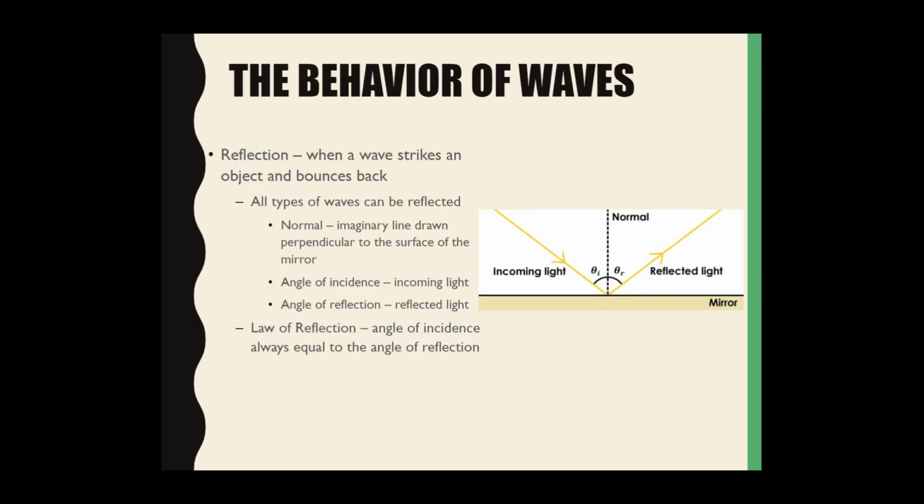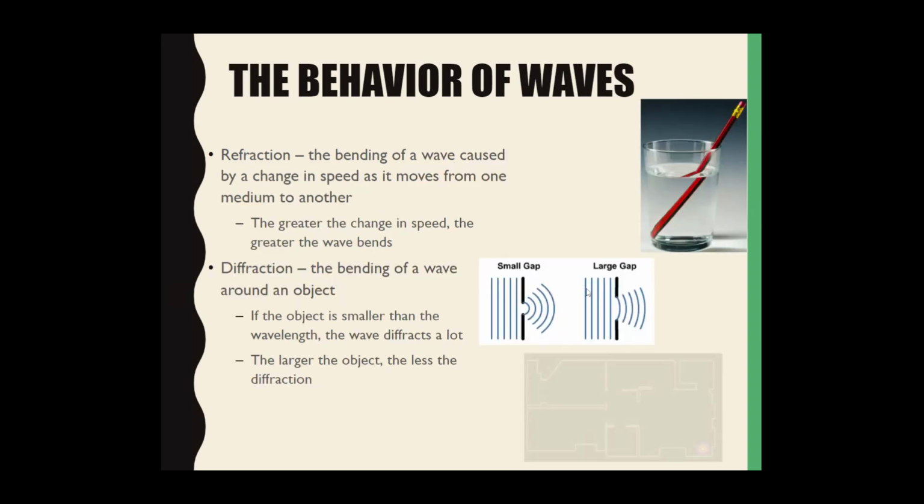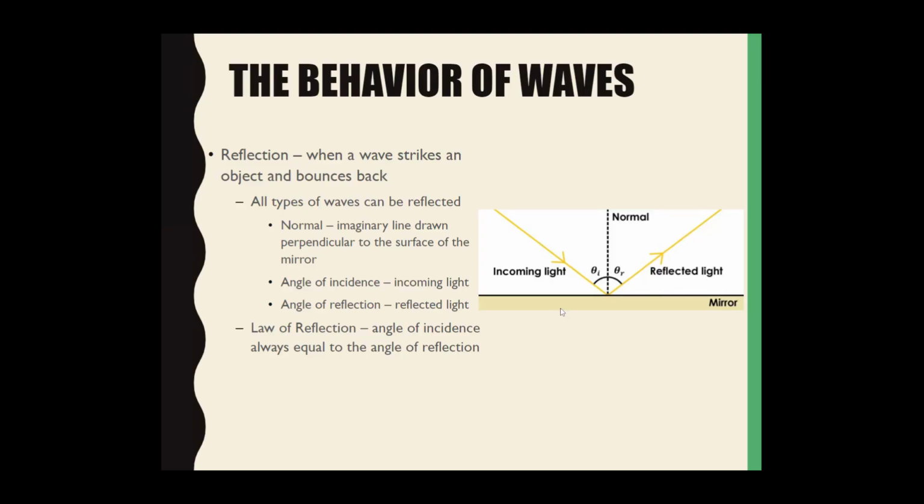Any type of wave, whether it's light or sound or water, whatever, can go through these types of behaviors. So they can be reflected, meaning that they hit an object and bounce back. So any type of wave can be reflected. We call this imaginary line that's at right angles to the surface of the object the normal. So this is the normal right here. It's at 90 degrees to the surface of the object.